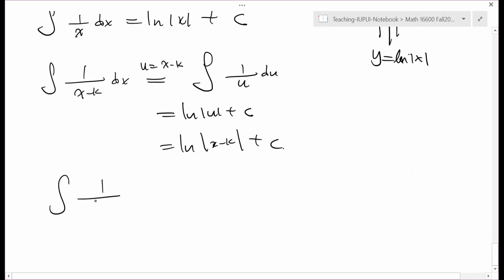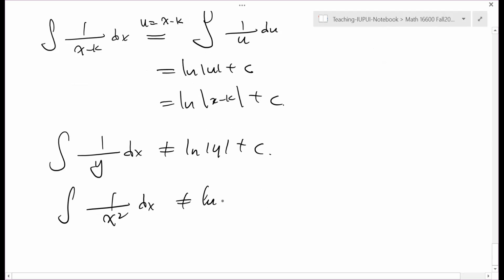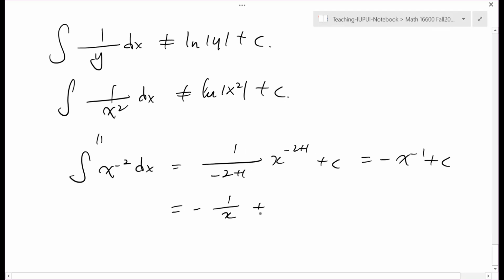However, this is not going to be natural log y plus c, okay? I don't have such a formula there. You cannot just move the term from the denominator and put it in. As a matter of fact, the integral of 1 over x squared is going to be x to the negative 2 dx. This is going to be x to the negative 2 plus 1, over negative 2 plus 1, plus c. That's going to be negative x to the negative 1 plus c, which is negative 1 over x plus c. That is what we learned in Math 165.